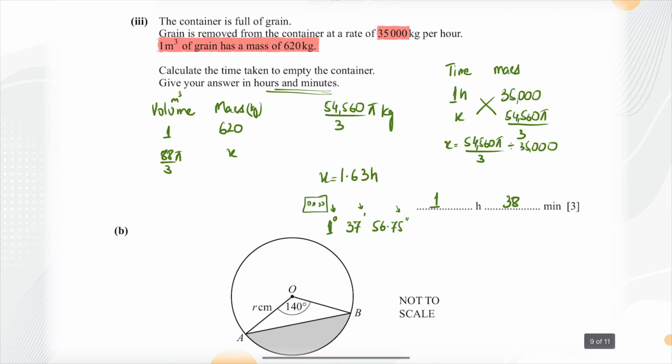Now let's say you didn't know how to do this. Although my suggestion is that you do learn it, let's say you don't. From the 1.63, you know for sure that it's going to be 1 hour something. So you subtract the 1 and then find out how many minutes 0.63 of an hour is, for which you multiply it by 60 and you will have 38 minutes, but you know that 1 hour is already there. So 1 hour, 38 minutes becomes our final answer.